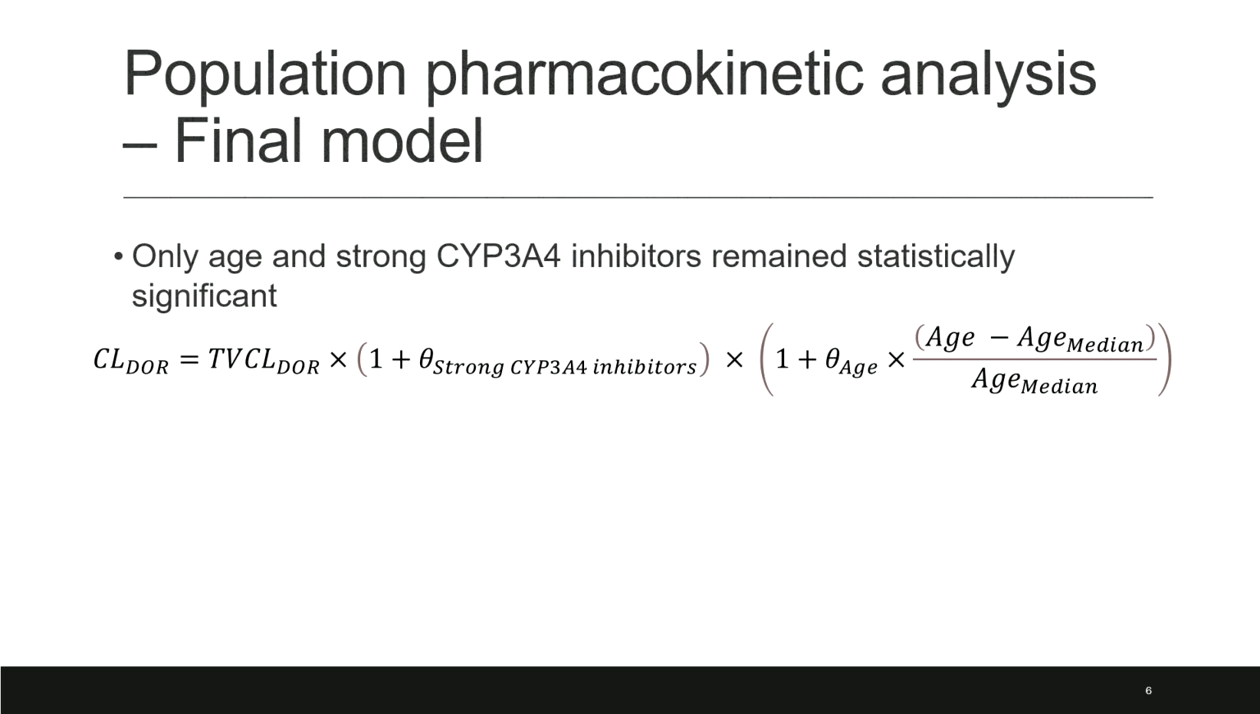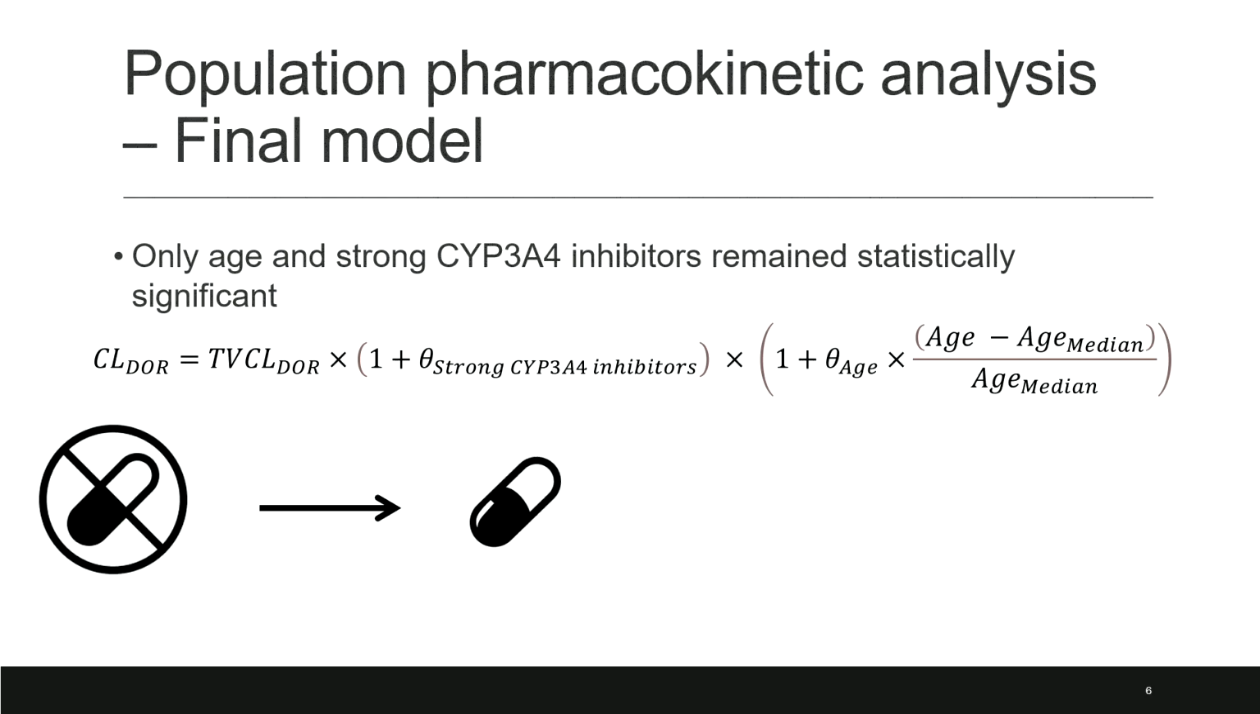Regarding the final model more specifically, we found that only the age and the strong CYP3A4 inhibitors covariates statistically significantly affected doravirine clearance. And this is the final equation of our model. So doravirine clearance of an individual was equal to the typical value of doravirine clearance times the effect of strong CYP3A4 inhibitors times the effect of age, and age was always compared to the median age, which was 55 years old in our study.